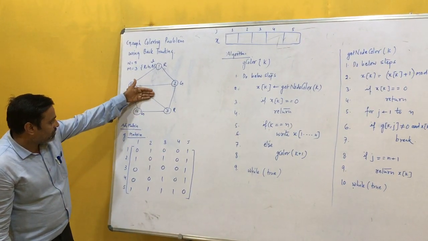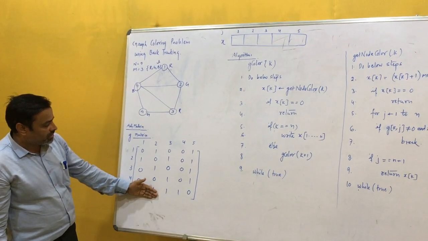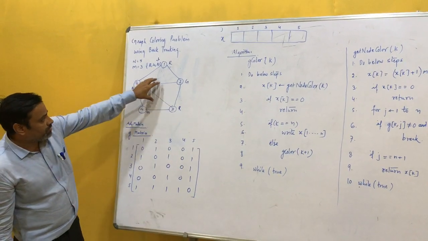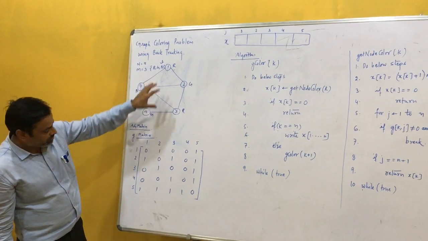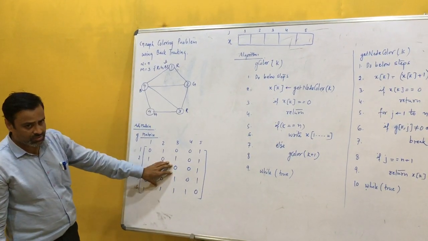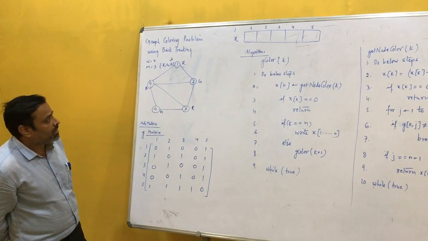Now for this graph, I have converted this graph into an adjacency matrix so that we can provide the input to our algorithm. Now this is the graphical representation of the graph, and this is the mathematical representation of the graph. The same graph can be converted into an adjacency matrix. Now this will be acting as the input to our algorithm.